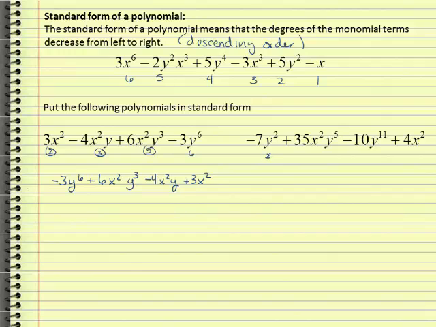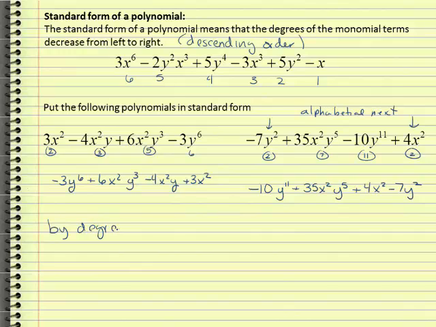Here I have a degree of 2, 7, 11, and 2. Now when we have two terms with the same degree, then you'll go alphabetical next. Okay, so 11 would be the top one, so 10y to the 11th, 35x squared y to the 5th, 4x squared minus 7y squared. So by degree first, and then alphabetical second.